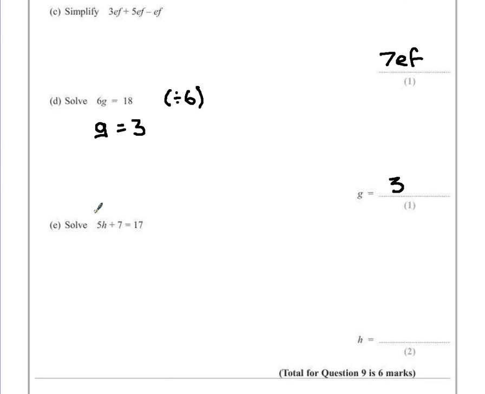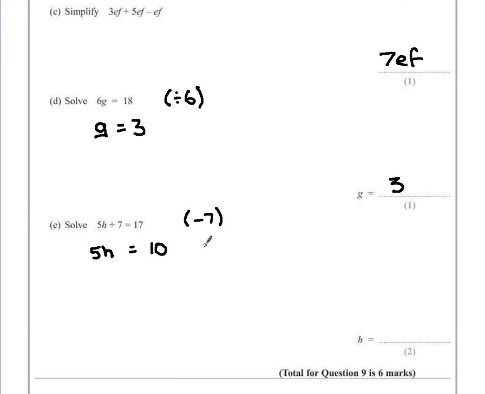So, if I have 5 times h and then add 7, to work backwards through this, I want to subtract 7. Subtracting 7 from the left will leave us with just the 5h. That 7 has gone. But we need to do the same on the right to keep it balanced. 17 take away 7 leaves us with 10. From here you can jump straight into the answer. Let's just work it through using this balance method.